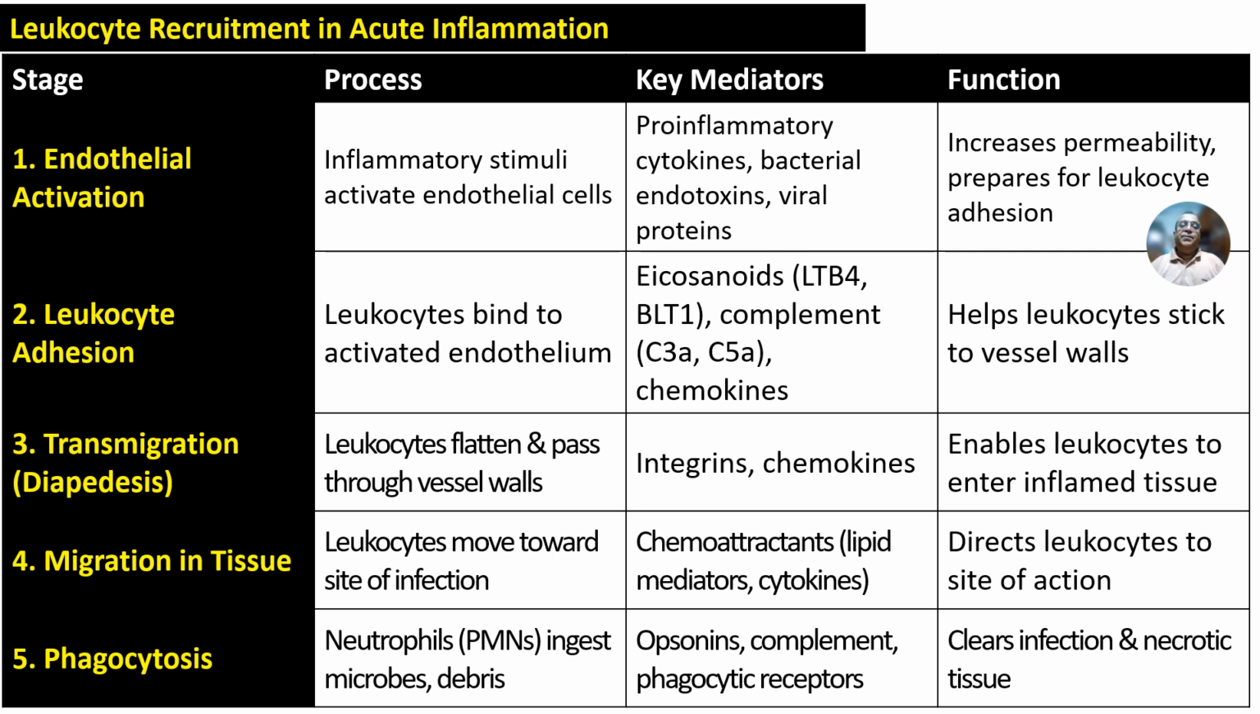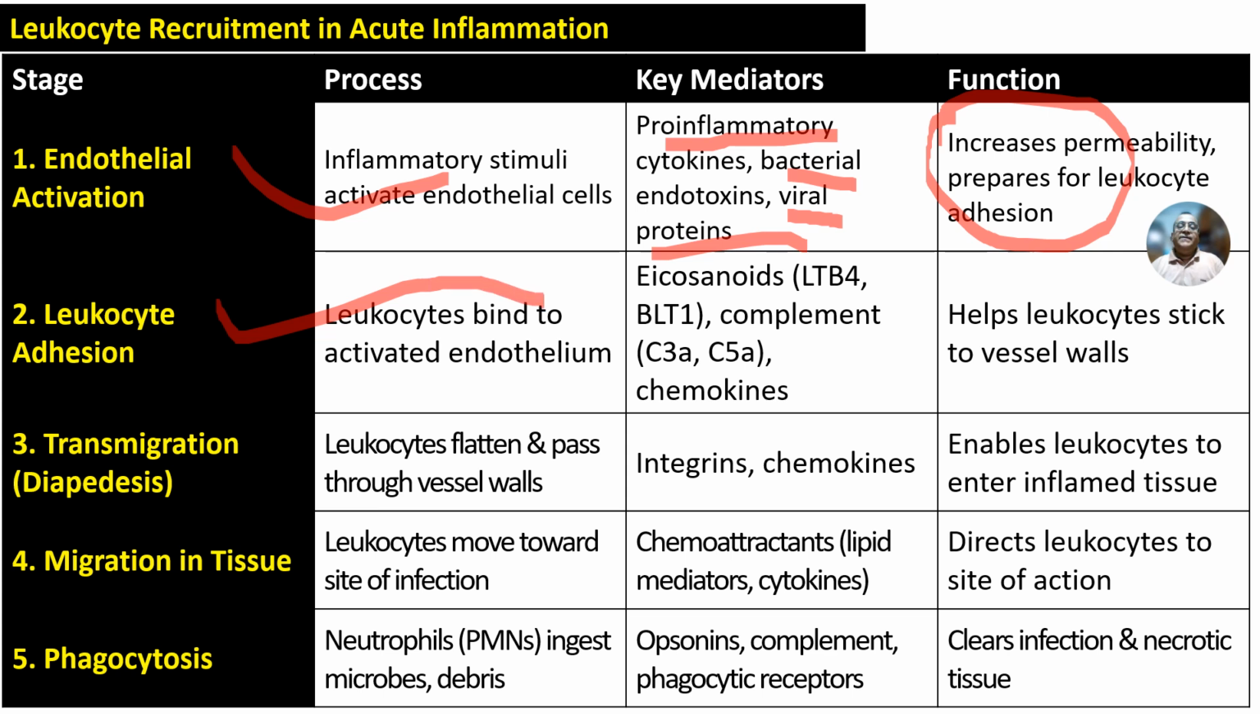So what happens from the recruitment till the start of phagocytosis? First, there is endothelial cell activation, by the pro-inflammatory cytokines, bacterial endotoxin, or viral protein, and there is increased permeability of the vessel wall for the leukocyte. Then they adhere to the activated endothelium, and eicosanoids, complement and chemokines are responsible for this adhesion with the vessel wall.